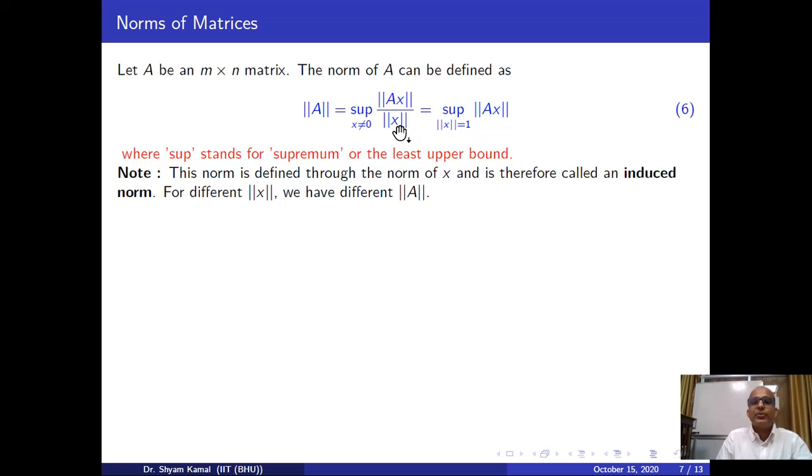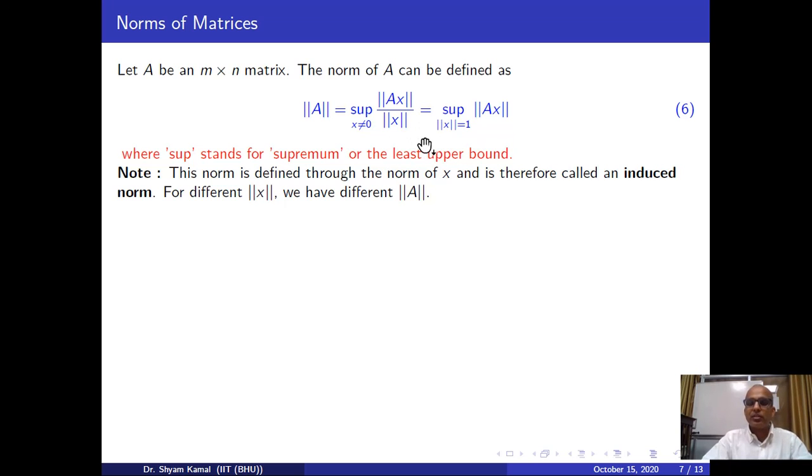Somehow you can also interpret this as some system. So you have x as an input, A is some kind of transfer function matrix, and you are getting Ax. So it is something like some scaling, some gain. And here, supremum: I have already told you that if the maximum is not defined, then we define the supremum.